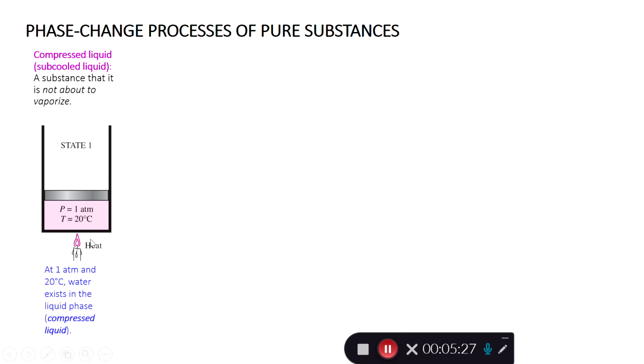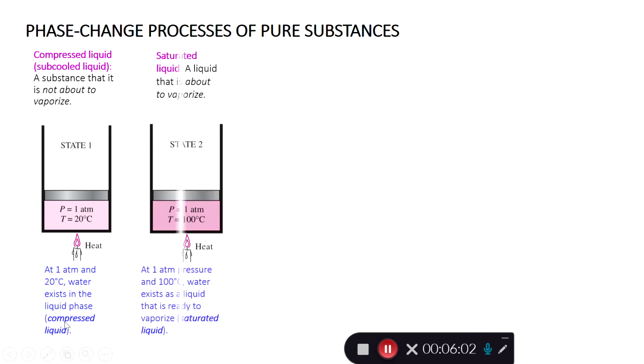okay? And specifically, it's a liquid form, because water can be vapor and solid, but this is liquid water. But in thermodynamics, we're going to call this compressed liquid. Why compressed? Because it's a substance that is not about to vaporize. If you just leave it like that, it will not turn into vapor. It will stay as liquid. All right. So at atmospheric pressure and 20 degrees, water exists in liquid phase or compressed liquid.